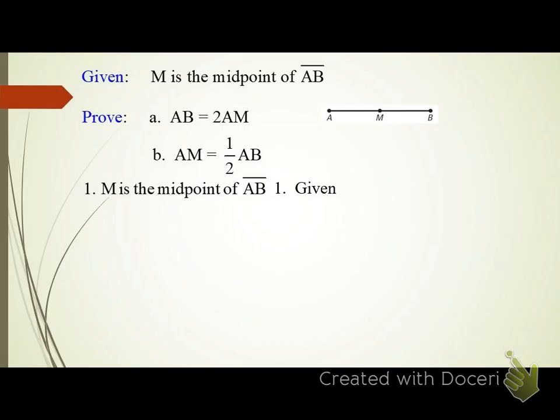We're given this diagram, and we're given this information. M is the midpoint of segment AB, right? In the last proof, you couldn't assume that the point in the middle was a midpoint because we didn't know it was. You can't assume that, right? But now we're told it is. And then you want to prove two things.